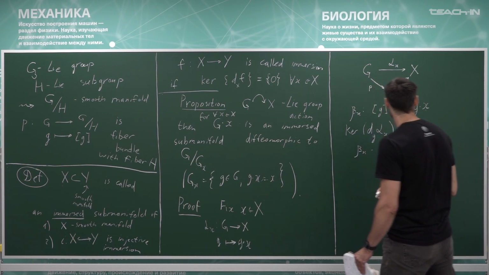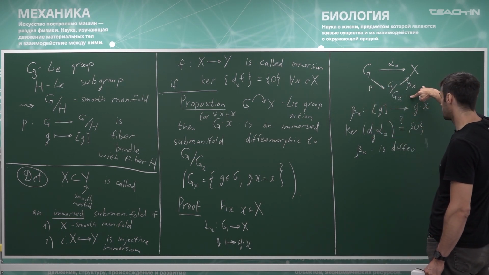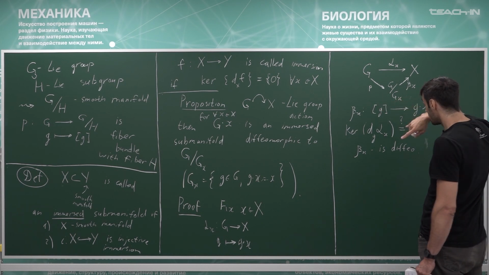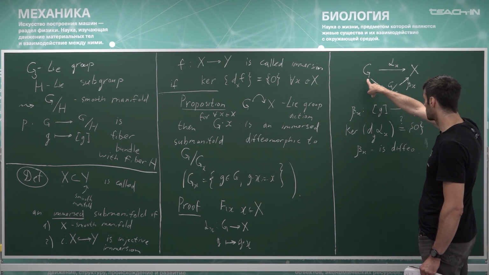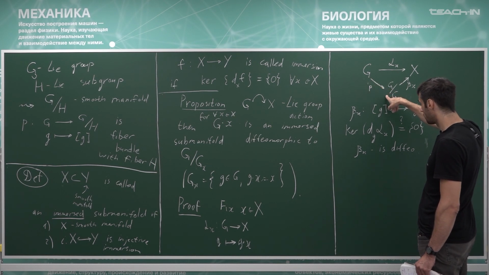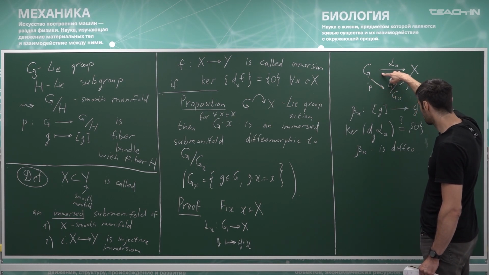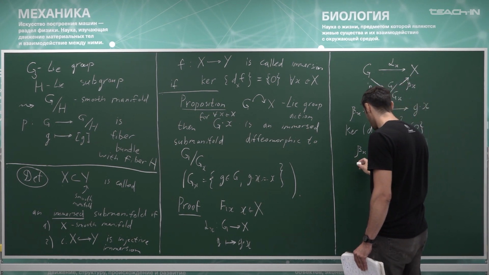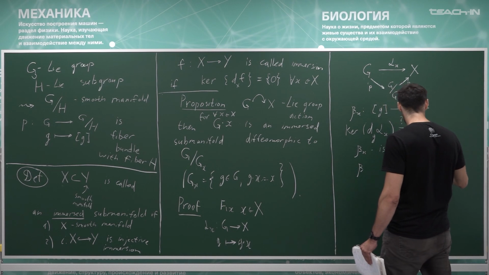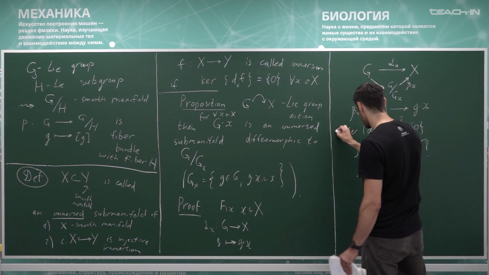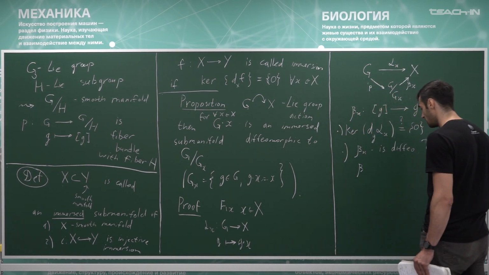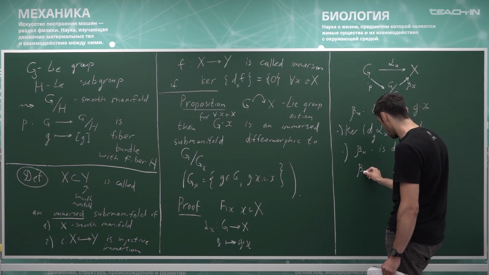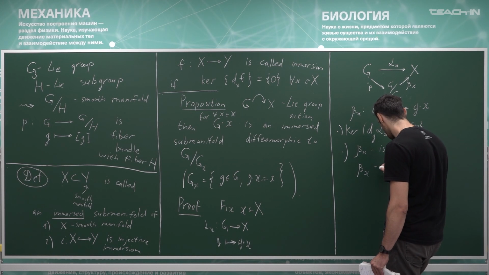So first thing to notice is that actually beta X is a smooth map, right? Because again, remember this triangle: this is a fiber bundle, and this is smooth if and only if this is smooth. So these are two questions that we need to answer in a positive way. So first of all, beta X is smooth.